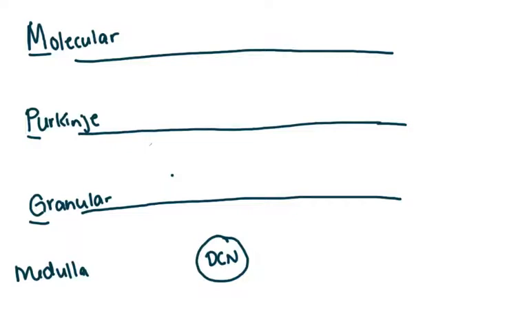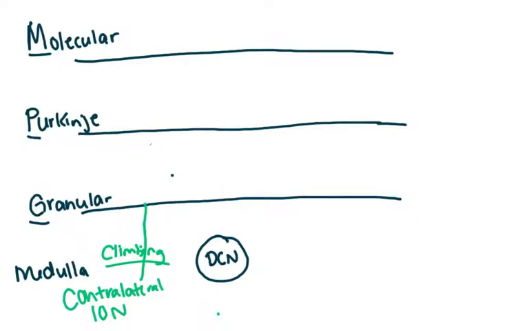So the climbing fibers are from the contralateral inferior olivary nucleus, and only from the contralateral inferior olivary nucleus. So they're going to enter the cerebellum and provide a collateral branch to the deep cerebellar nuclei to excite it, which is going to allow the deep cerebellar nuclei to provide excitatory output outside of the cerebellum.